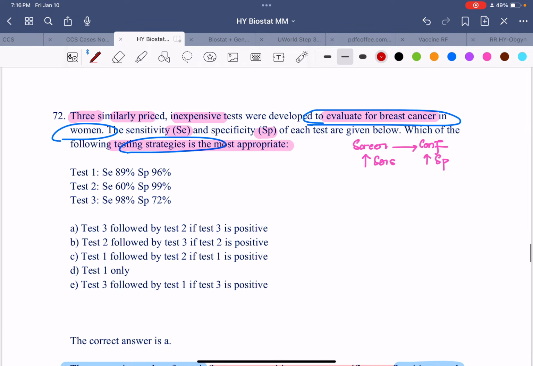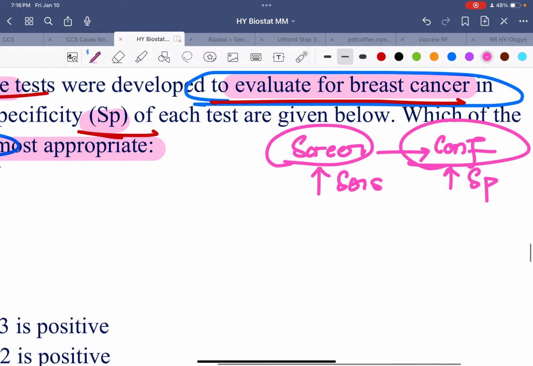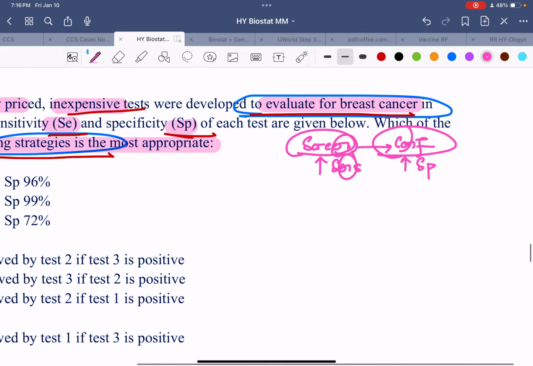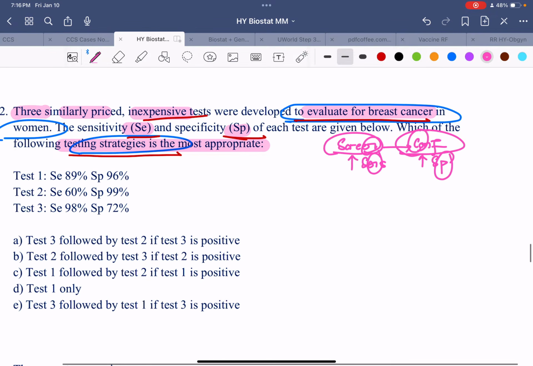Question 72. 3 similarly priced inexpensive tests are available to evaluate for breast cancer. The sensitivity and specificity of each test are given below, and which of the following testing strategies is the most appropriate? So we know that we have to begin with the screening test, and after a screening test we have to go with a confirmatory test. And we also remember that a screening test has an N and sensitivity also has an N, whereas confirmatory test has a C and specificity also has a C.